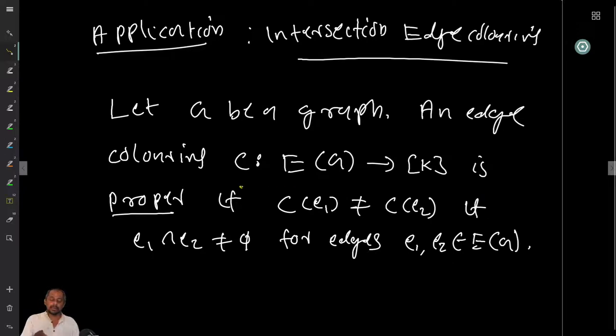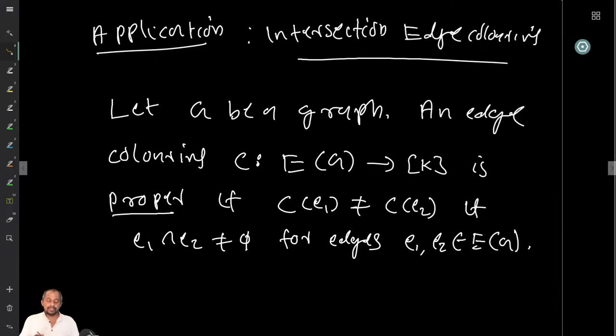An edge coloring is proper if the colors of incident edges, right, if E1 and E2 are incident, that is, they have non-empty intersection, then they are different, right? So two edges which are incident to each other do not get the same color. So that is called a proper edge coloring. Now, if you are using K colors, it's called a K coloring. Okay, so if you are using colors from 1 to K, then it's a K coloring.